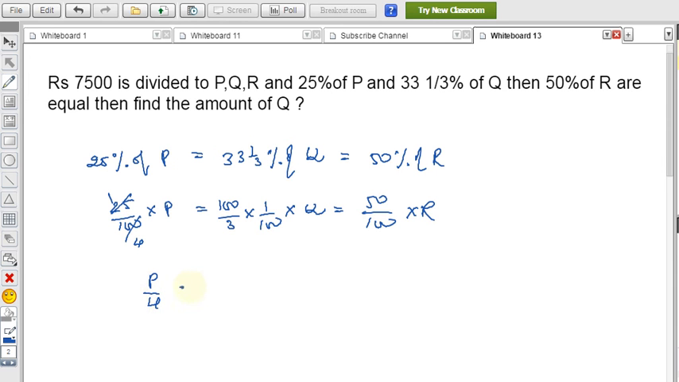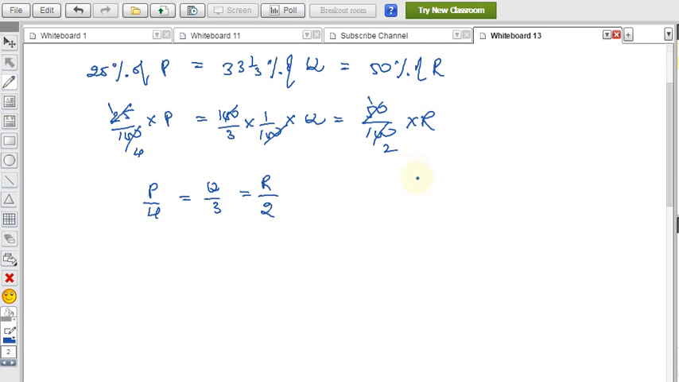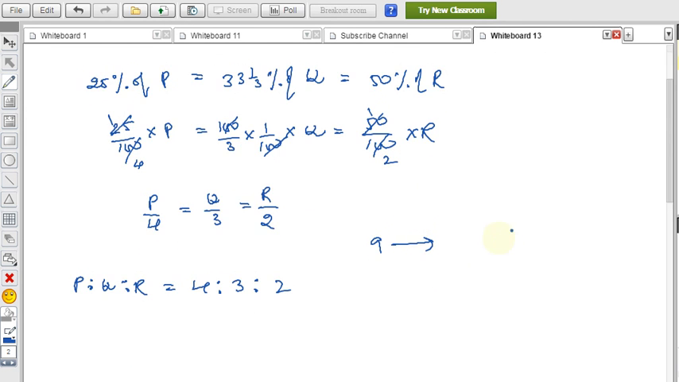25 ones are 25, fours are. So this is P by 4, 100 gets cancelled. This is Q by 3. 5 ones are 5, 2s are. This is R by 2. So the ratios we can take directly. P is to Q is to R is equal to 4 is to 3 is to 2. Then 4 plus 3 plus 2 is 9. For 9 the given sum is 7500. Then for 3 how much? Because 3 is the Q. Just 3 into 7500 by 9.